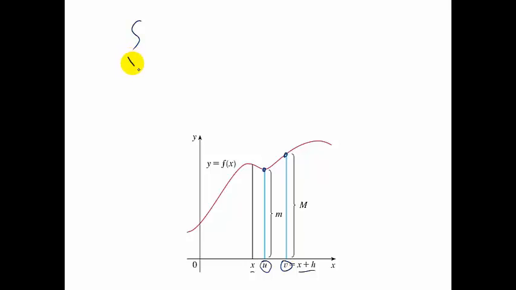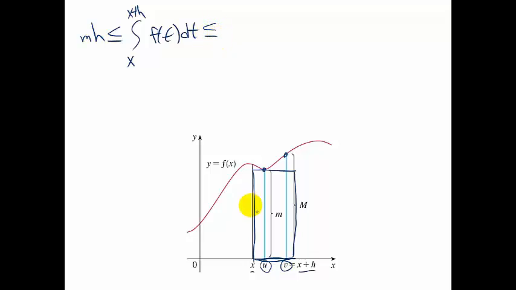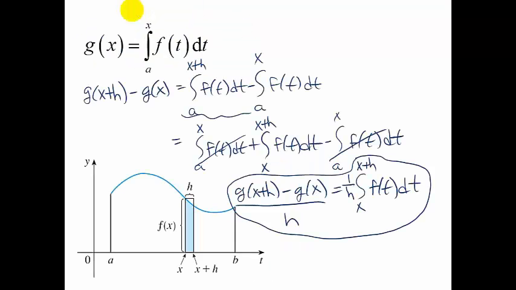Now if we look at the integral from x to x plus h of f of t dt, by properties of integrals, we know that it's going to be greater than or equal to a rectangle that we make that is little m, its minimum, high, and h wide. So that would be mh, and we know that integral is going to be less than or equal to a rectangle that we make that is capital M, the maximum, high, and still has that width of h. Since h was positive, divide everything by h. What I have left, well, this looks familiar. This is exactly what we had right here.